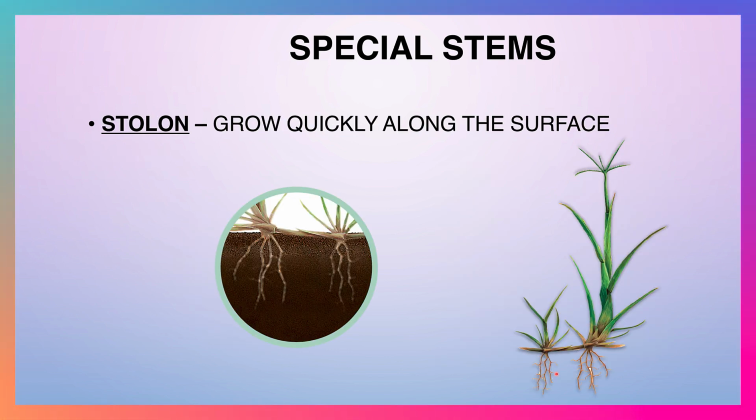Another special stem is called a stolon. A stolon, sometimes also called a runner, goes underground or right on the surface, and at some point along the way it can produce a second plant or even a third plant. And you can see from the original plant, you can have several plants radiating out from it. A good example of this is the strawberry.